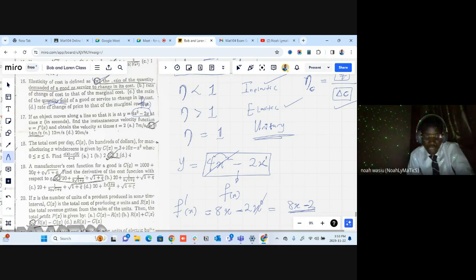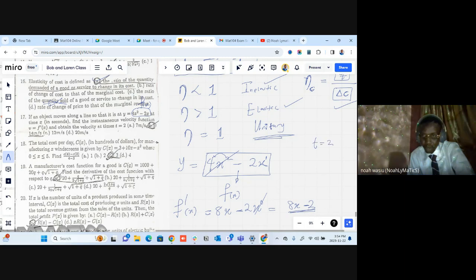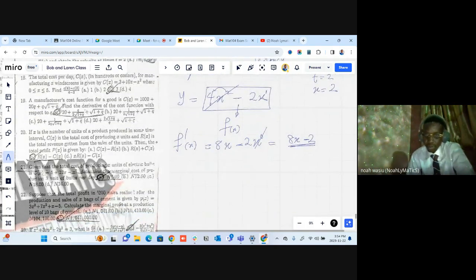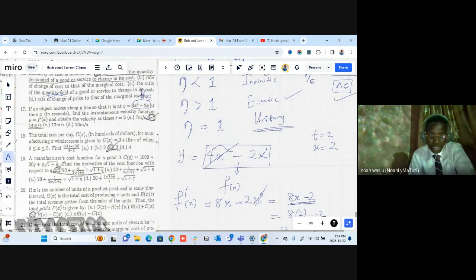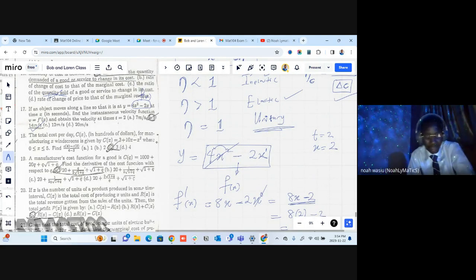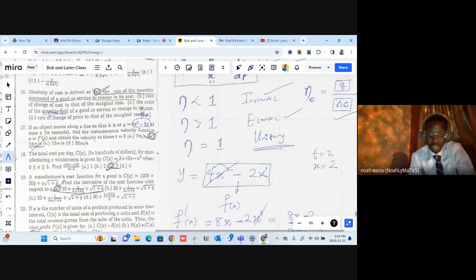And obtain the velocity at time t equals 2. It's still saying x is equal to 2, because you already said x is in seconds, so x can take the 2. So what will I have? I will have 8 times 2 minus 2. That is 8 times 2 is 16, and 16 minus 2 is 14. Is 14 in the options? Let's check. Yes, 14 meters per second. The unit for velocity is meters per second. So that's how it works.